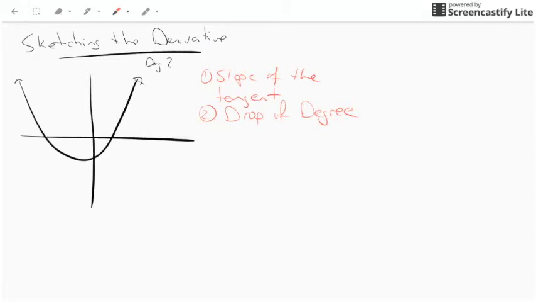Now, some things that we should notice about this. First of all, right here at the vertex, the slope of the tangent is, sorry, the slope of the tangent is 0. Okay, our slope here is going to be 0, which means when we sketch the derivative, it is going to go right at this point right here. It's going to go through the x-axis. That's where that value is going to be 0.